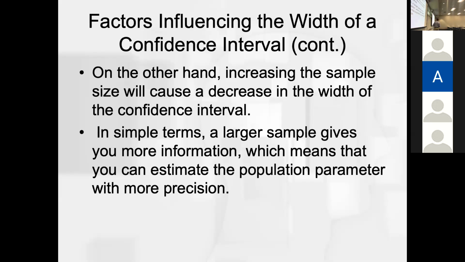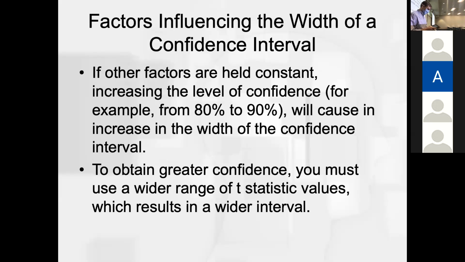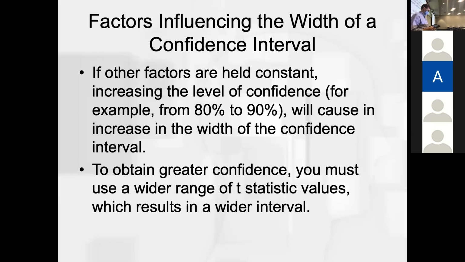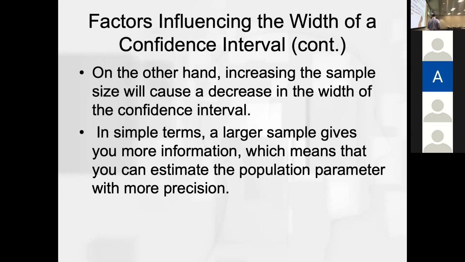So the confidence interval is also inherently tied to the sample size, right, through that standard error measurement, which means that a larger sample is going to reduce that standard error, which is in turn going to reduce that estimation range.